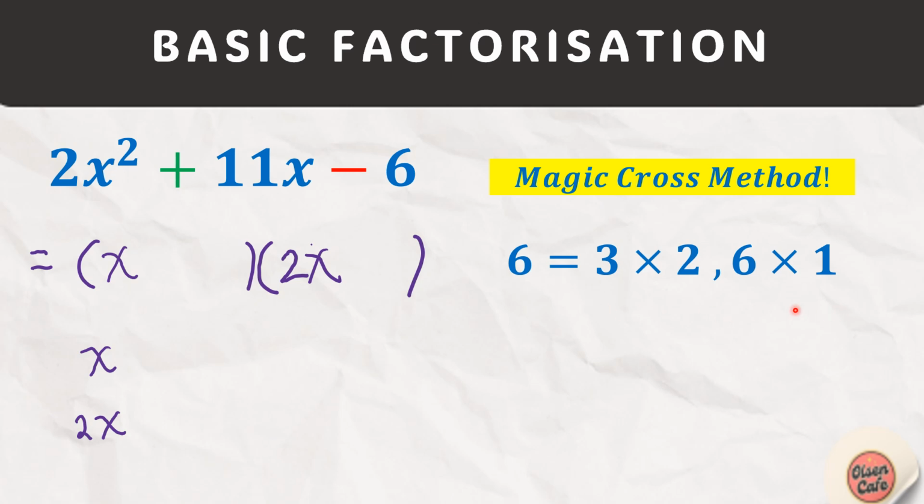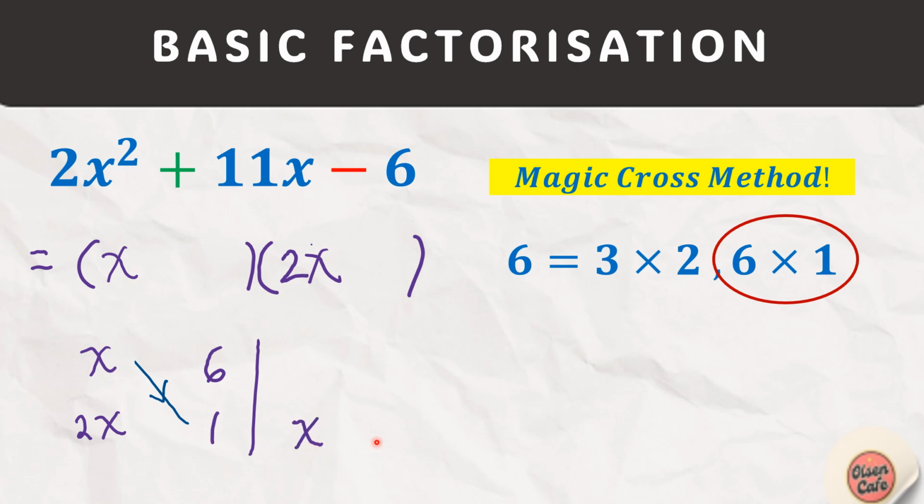Now, as to which one to take, it really comes with experience. So by observation, what I will do here is I will take 6 multiplied by 1. That will be able to get me 11x. Now this step here, you will get better with practice and experience. So do more and you will be able to see it pretty quickly. So what I'm going to do here is place a 6 and a 1 on the right hand side. Then I'm going to cross multiply, which is x multiplied by 1. This will give me x. And then the other one will be 2x multiplied by 6. So this will give me 12x.